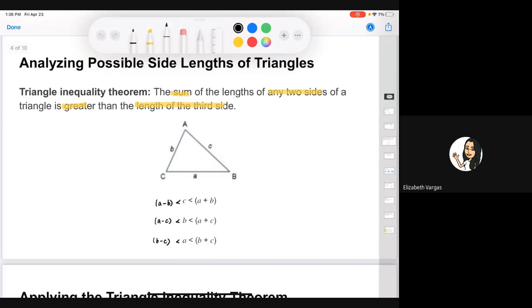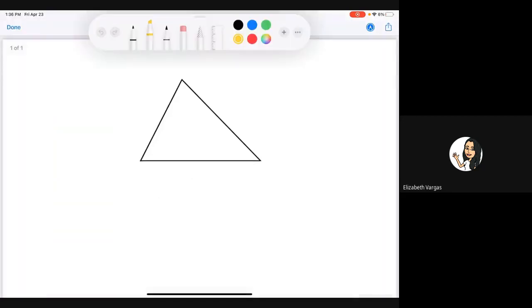Given that, what we can also identify is what these missing sides have to be greater than. If they have to be less than the sum, then they'll be greater than the difference. So what does that look like? This allows me to create bounds for where my missing side has to exist.